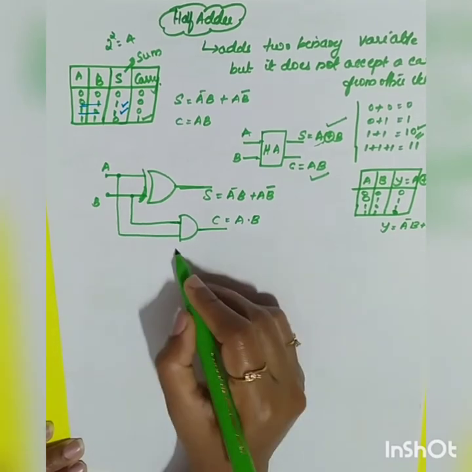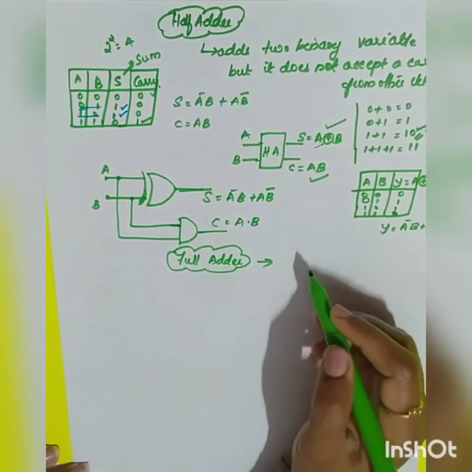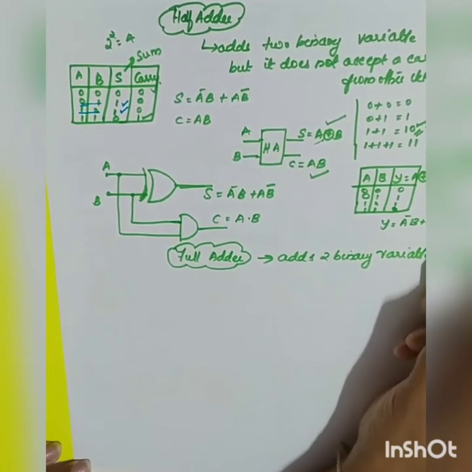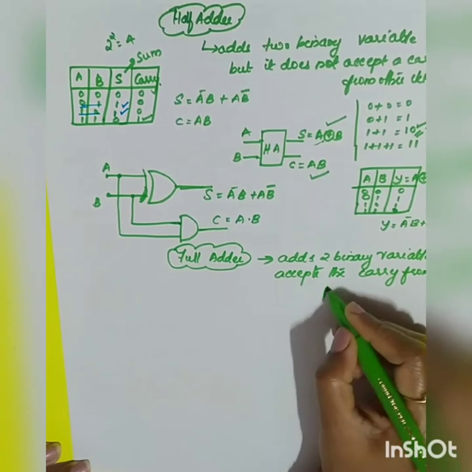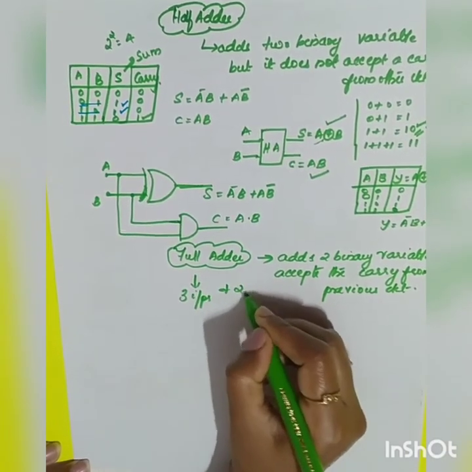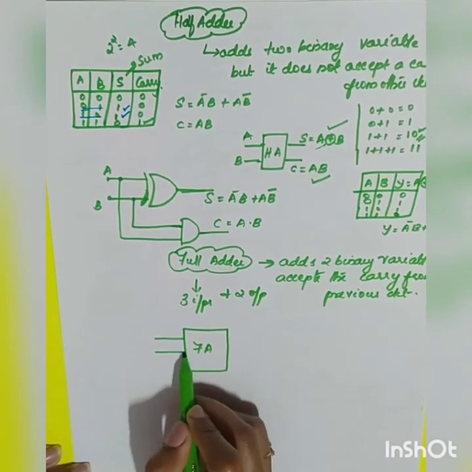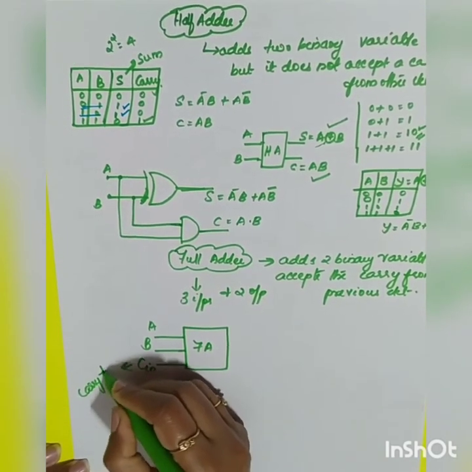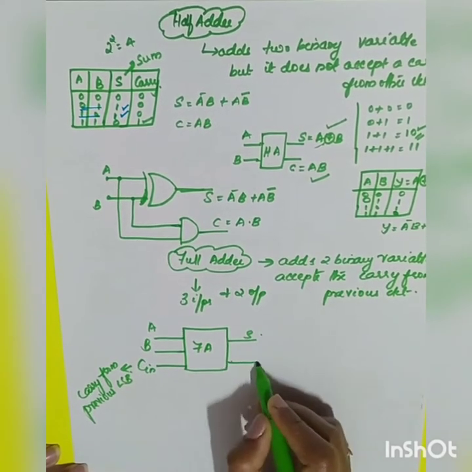Now the next topic is your full adder. So what is meant by full adder? So full adder also adds two binary variables, but in this case it also accepts the carry from previous circuit. Okay. So the total number of inputs is going to be three inputs and two outputs. Inputs are A, B, C in, which is the carry from previous LSB. Okay. And here you will be having sum and carry.